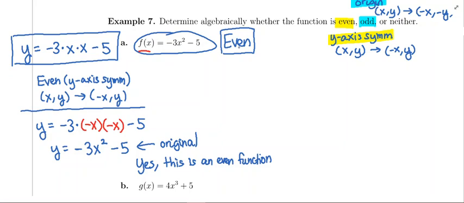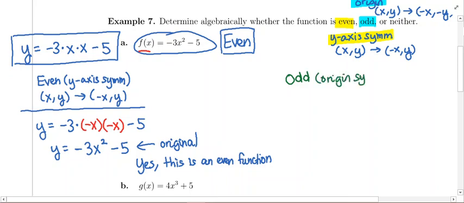Since we have shown that this function is even, we can go ahead and say it's not odd. But I will go ahead and show you the odd test just to confirm that. Let me put that in a different color. If we were testing this function to see if it were odd, that means we're testing for origin symmetry. For testing for origin symmetry, if you start with a point x, y, you need to make both replacements. You need to replace x with negative x and y with negative y.